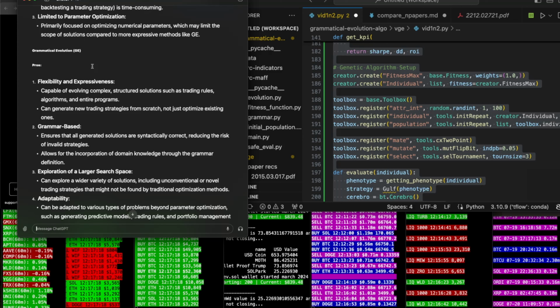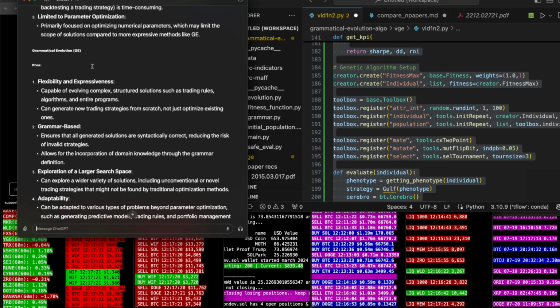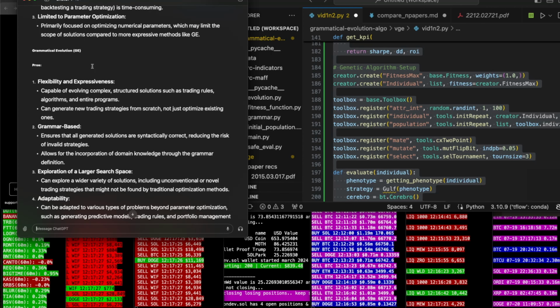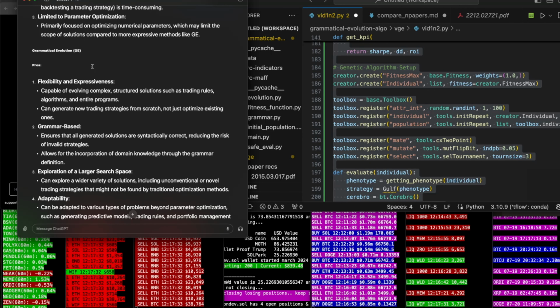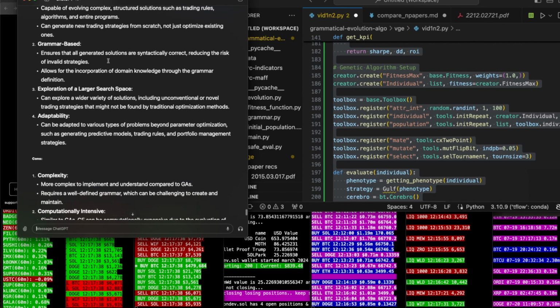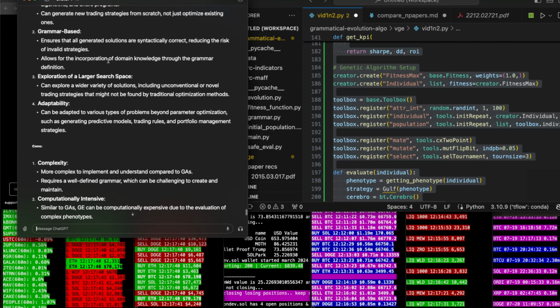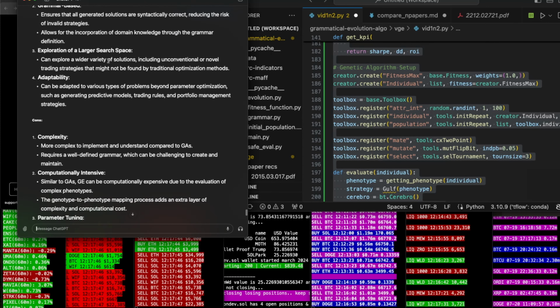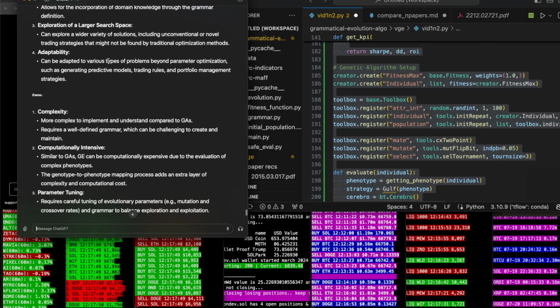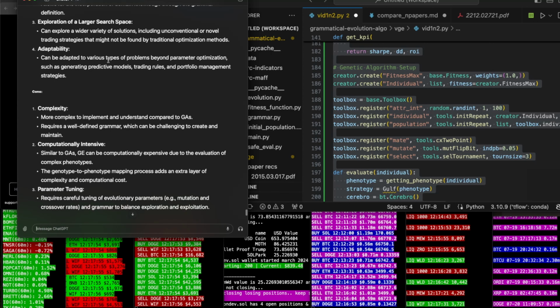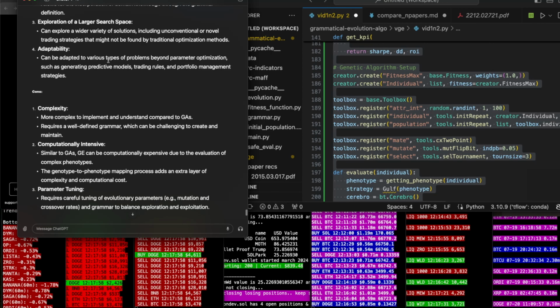Grammatical evolution. Flexibility and expressiveness, capable of evolving complex structured solutions such as trading rules, algorithms, and entire programs. Can generate new trading strategies from scratch, not just optimize existing ones. Grammar base ensures that all generated solutions are syntactically correct, reducing the risk of invalid strategies, and allows for the incorporation of domain knowledge through the grammar definition. Exploration of larger search spaces: can explore a wider variety of solutions, including unconventional or novel trading strategies that might not be found by traditional optimization methods.